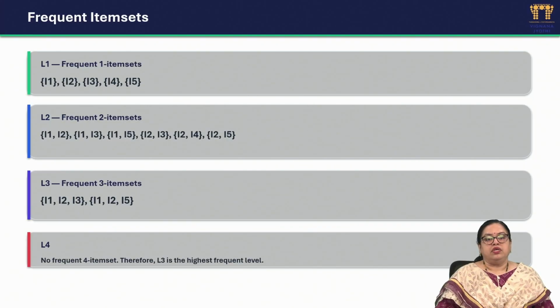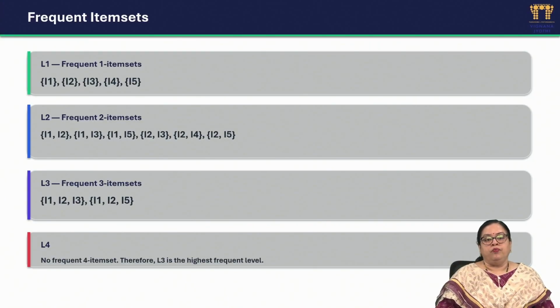So what is the solution? We find the frequent item sets for the first iteration L1, L2 and L3, and we found that in L4 there are no frequent 4 item sets, because it is a combination of 4. In L1, the 1 item sets I1, I2, I3, I4 and I5 are all present, because all have frequency of more than 2.